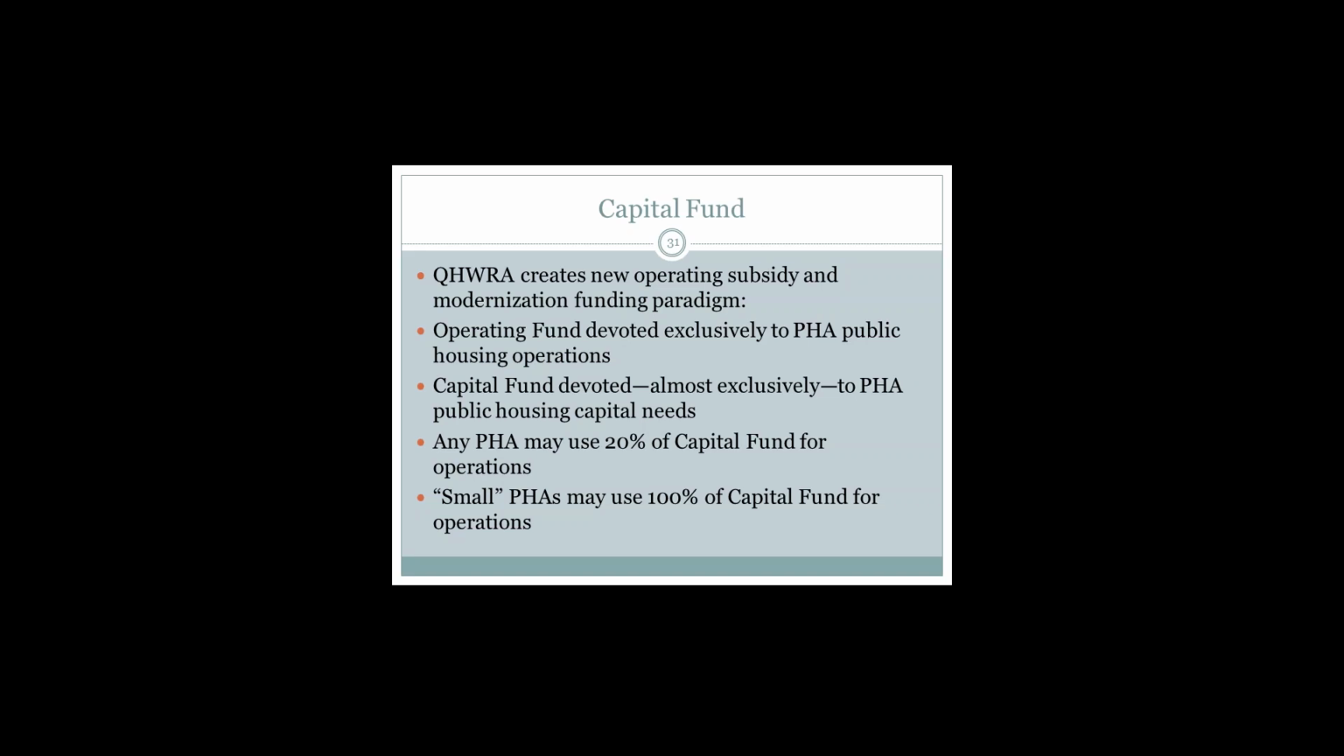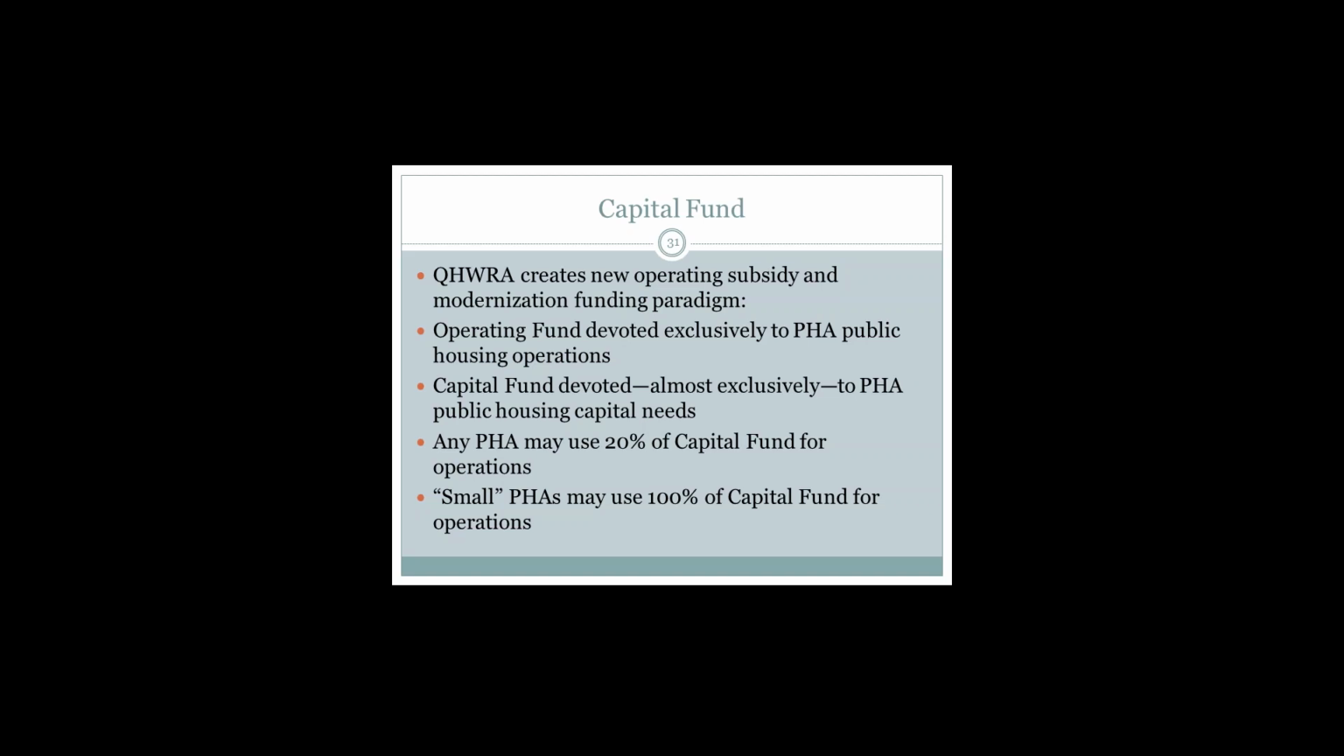And the Operating Fund then was devoted exclusively to public housing operations, and the Capital Fund was supposed to be devoted exclusively to public housing capital needs. However, because there's been a shortfall in funding, the appropriations language has been modified over the years so that any PHA can use up to 20% of their Capital Fund for operations. In 2015, the appropriations language says 25% of their Capital Fund can be used for operations.